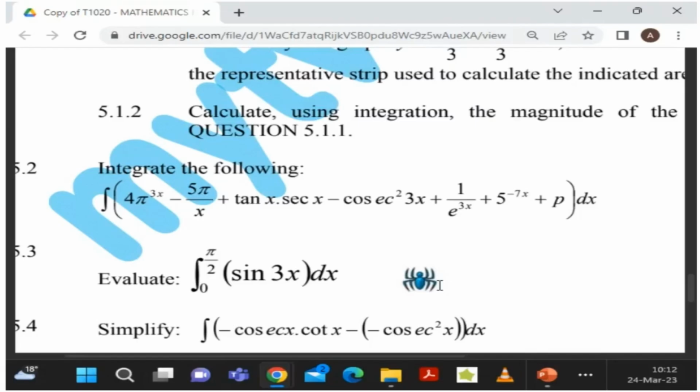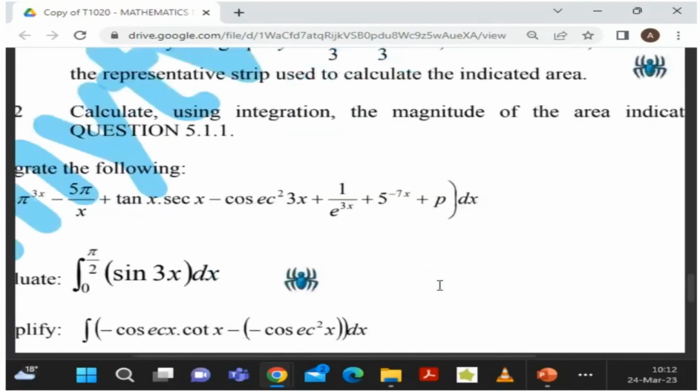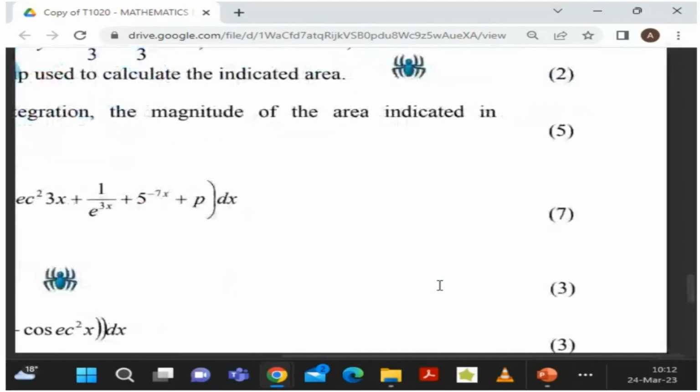The next one is fine as well. You can integrate that one using the same rule number 4. P is rule number 1, because P is a constant. Then you write your final answer plus C. How many marks is it? It's 7 marks. So that is how to integrate.